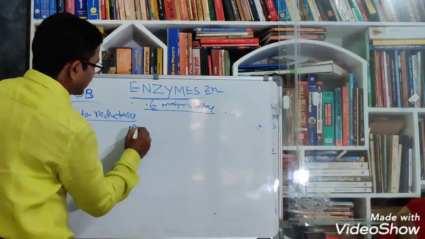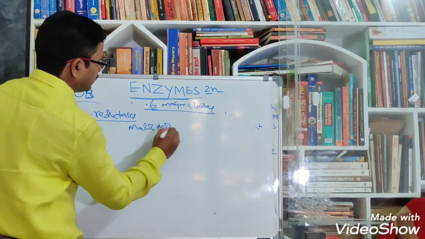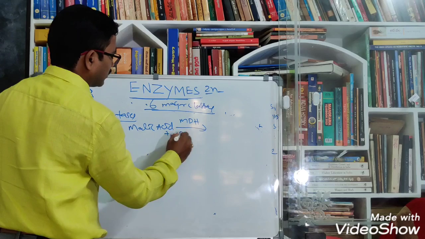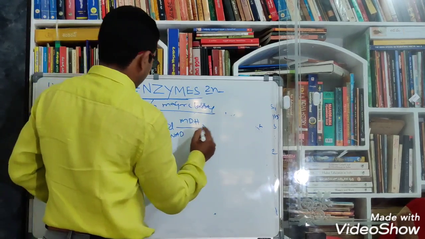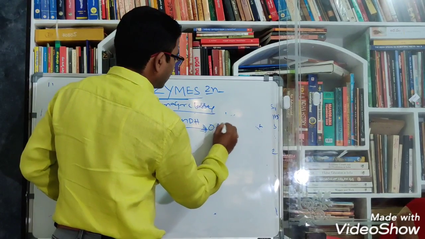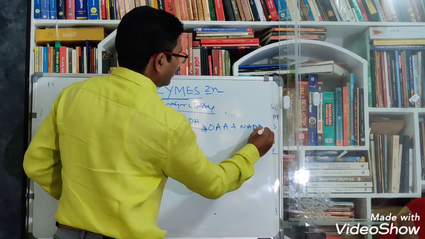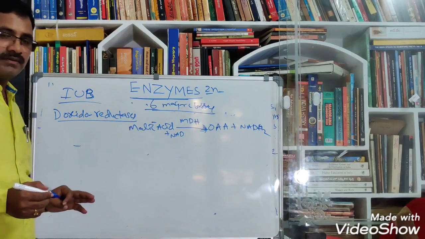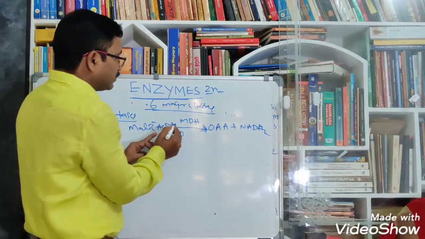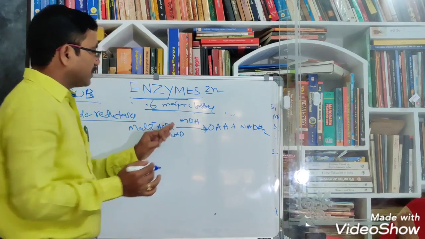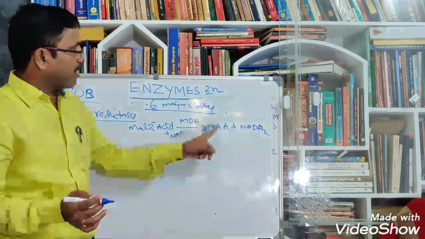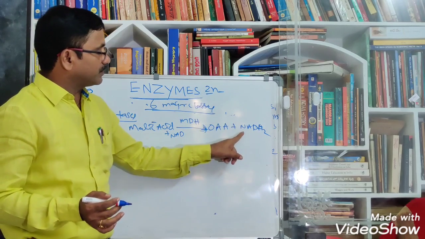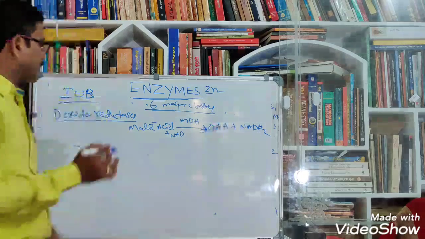For example, malic acid in the presence of malic dehydrogenase enzyme results in the formation of oxaloacetic acid and NADH2. Here, malic dehydrogenase enzyme removes the hydrogen ions from malic acid. So, malic acid gets oxidized. Due to the released hydrogens, malic acid is formed into oxaloacetic acid. The removed hydrogens are received by the coenzyme called NAD, which changes into NADH2. It is an example of oxidoreductases.